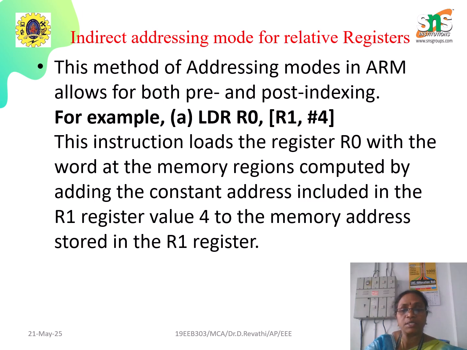The indirect addressing with relative registers consists of two types: pre-indexed and post-indexed. For the pre-index example, consider LDR R0, [R1, #4]. First, the word at the location is loaded into R0, and the constant value 4 is added to R1, and it is stored into R1.